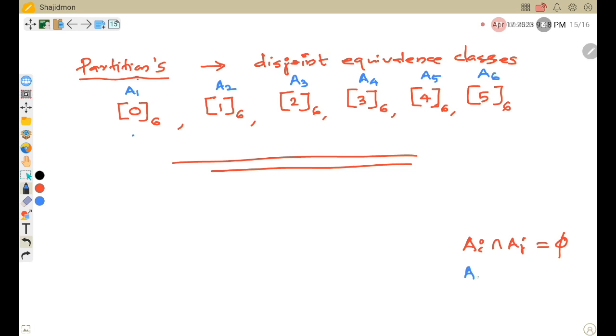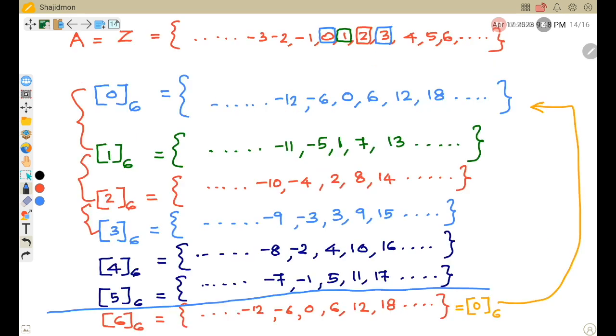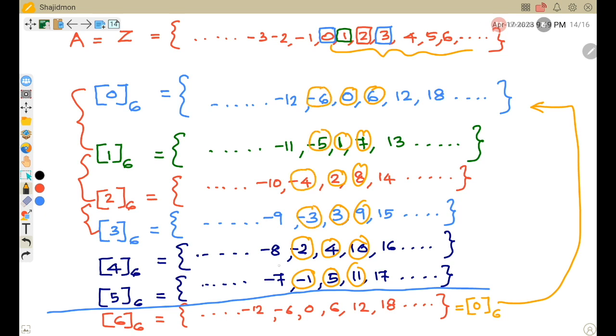Then if you take the union, A1 union A2 union A3 up to A6, you will get the same set A, the original set A. For example, here you can see the union of these sets. You can see 0 here, 1 here, 2, 3, 4, 5, then 6, 7, 8, 9, 10, 11, like that it is continuing. Now the negative part: minus 1, minus 2, minus 3, up to minus 12. That means the negative part. So when we take the union, you will get the full original set A.